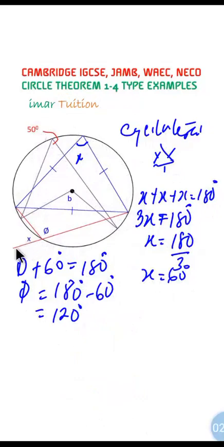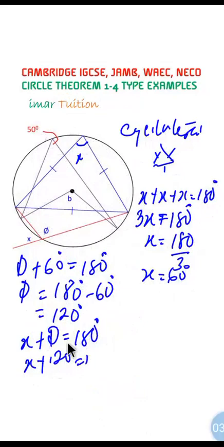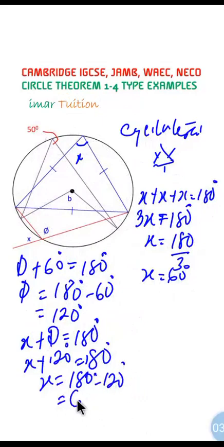Then to find x here, these two angles are on a straight line. The sum of the angles on a straight line, this angle here plus this angle, is equal to 180. It's x here plus phi is equal to 180. What is phi? Phi is 120. So x plus 120 degrees is equal to 180. x will be equal to 180 minus 120 degrees. That gives you 60 degrees.